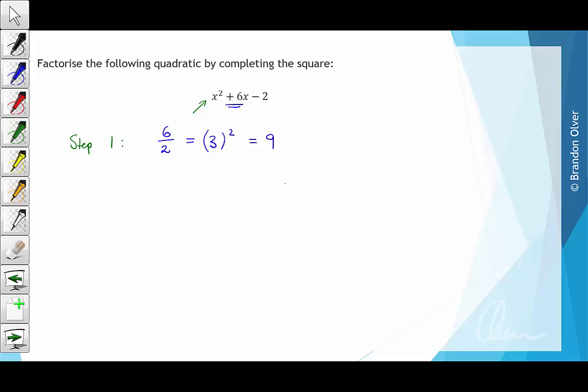So the second step and the third step, which we'll combine, is to take the original expression, so x squared plus 6x, and then we're going to add on the 9, and then we're going to subtract it away so we maintain the expression, and then of course we've still got the negative 2 that was associated with the original quadratic. So the beauty of this is that the first 3 terms are a perfect square.